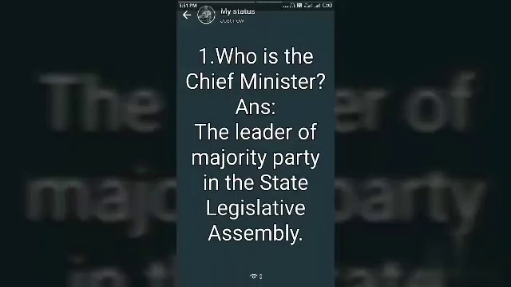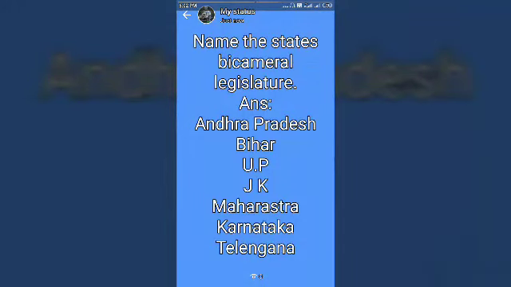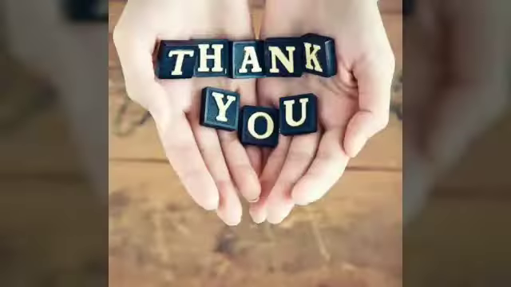Who is the chief minister? The leader of the majority party in the state legislative assembly, the ruling party. Then, name the 2 houses of the state legislature: the upper house, the legislative council, and the lower house, the legislative assembly. Name the states with a bicameral legislature: Andhra Pradesh, Bihar, Uttar Pradesh, Jammu and Kashmir, Maharashtra, Karnataka, and Telangana. Those 7 states have a bicameral legislature.